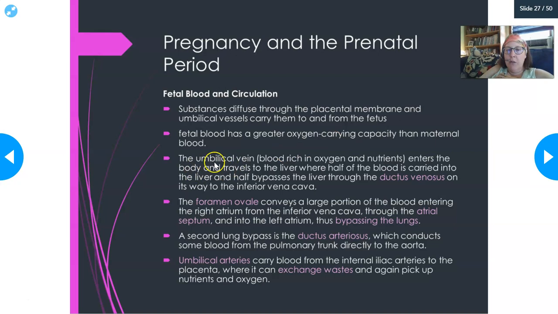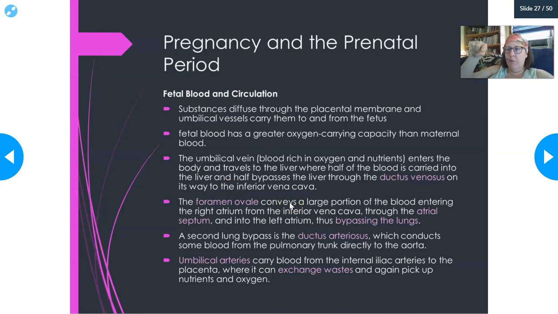So the umbilical vein has blood rich in oxygen. In your mind it's probably going to be backwards, because it's a vein and it's rich in oxygen. It enters the body and travels to the liver, and half of the blood will go into the liver, and the other half will bypass it through this thing called the ductus venosus, which is only present in the fetus. It basically joins this oxygenated blood with the deoxygenated blood of the vena cava, so it mixes the two.